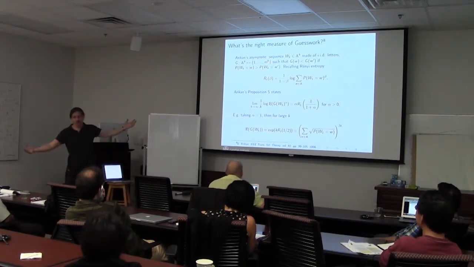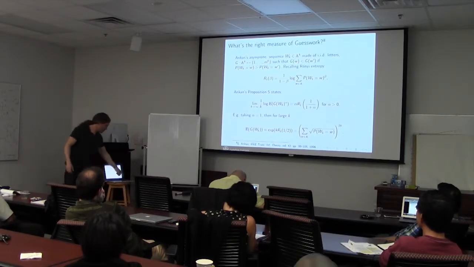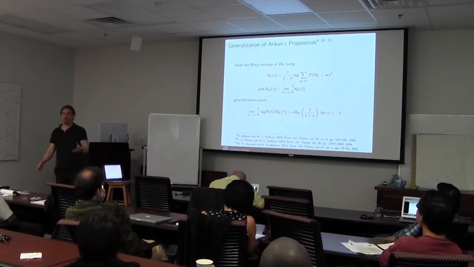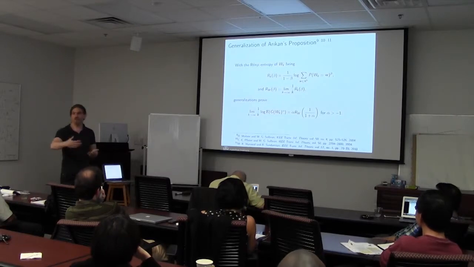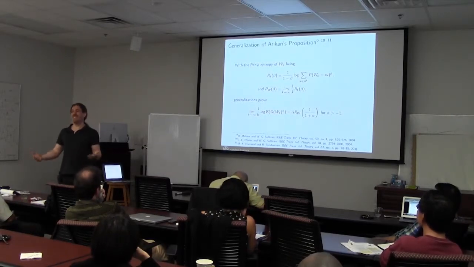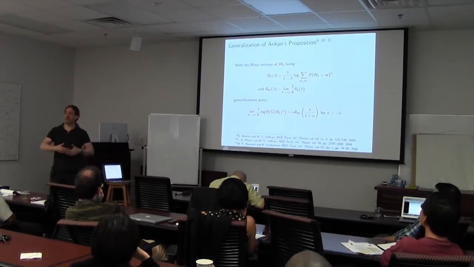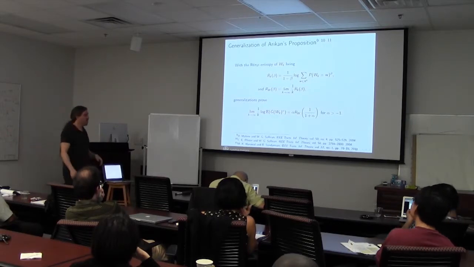Okay. So what happened after this? This is 1996. Then there was a sequence of papers. So he's assumed that these words are made up of IID letters. Does it really need the IID-ness? Of course not. And the question is, how robust is this result?